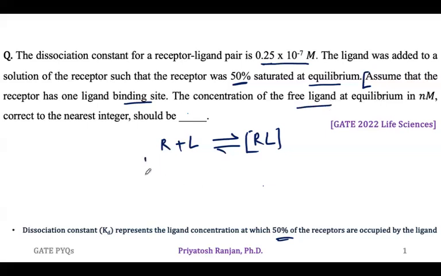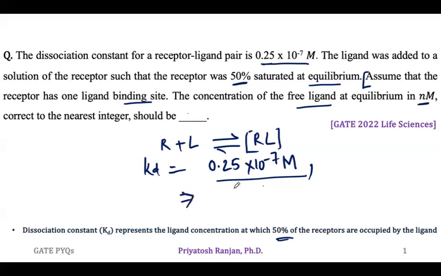So the Kd value given is 0.25 × 10^-7 molar. And we all know this is 50% occupied. That means the 50% is free. And the concentration of the free ligand is going to be the same, which is 0.25 × 10^-7 molar. But since we need to report our answer in nanomolar and in the form of an integer, we are going to convert it into nanomolar.